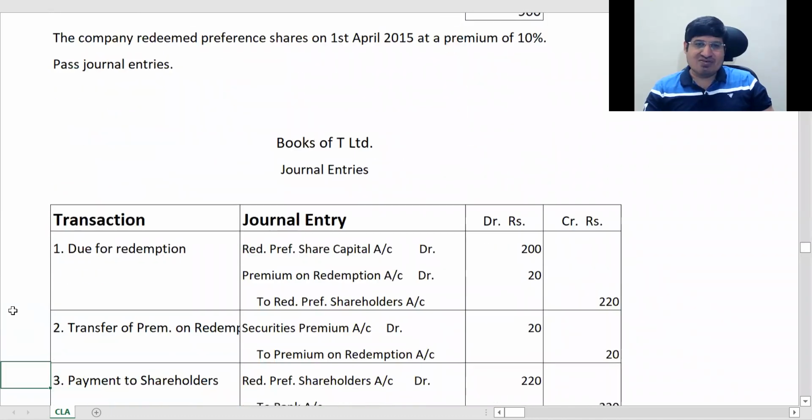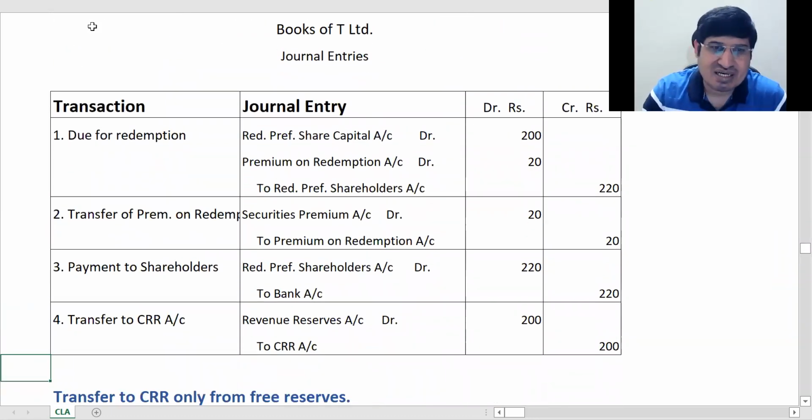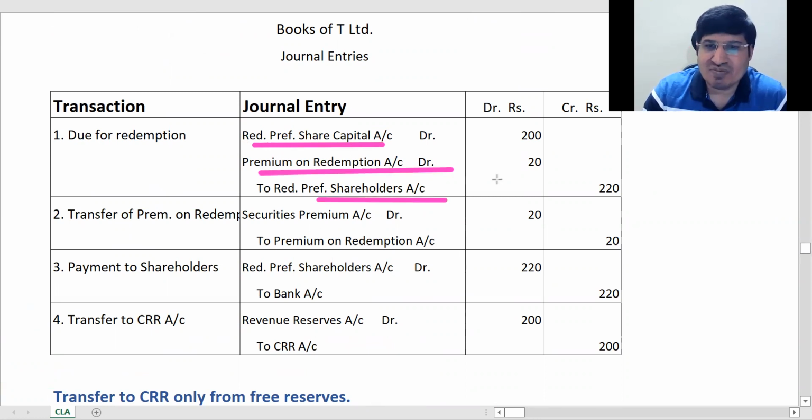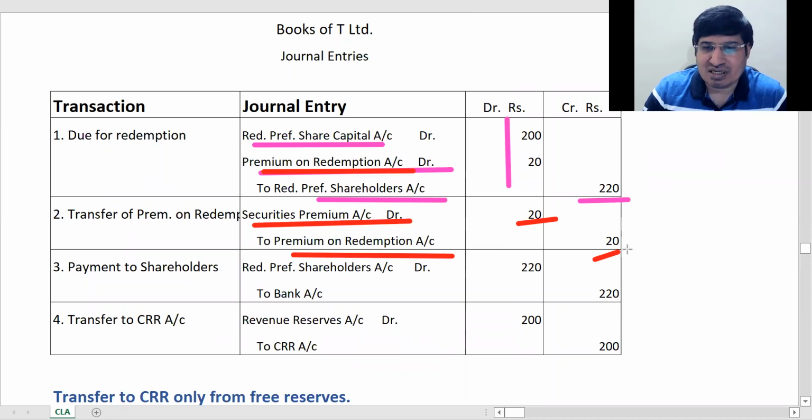And then start with the entries. Now these are the entries now. As we said, first entry is redeemable preference share debited, premium debited to shareholders account. 220, 220, correct? Fine. And the next entry, what you will do is just transfer this premium on redemption. Securities premium had 25, right? 25 lakhs. Securities premium debited to premium on redemption 20. This is done. Right? Last is payment entry. Shareholders debited to bank. 220 whole money you will pay back.